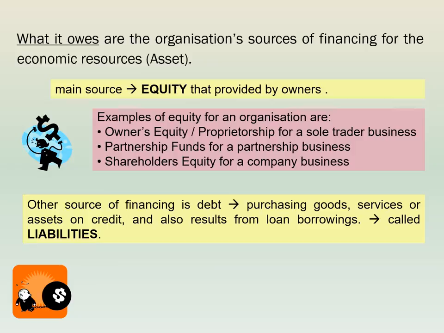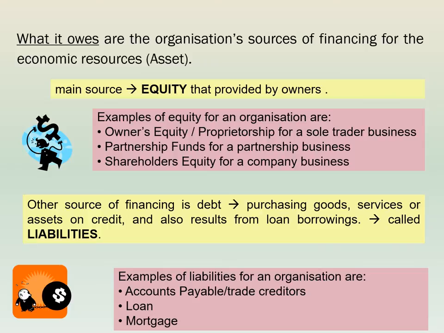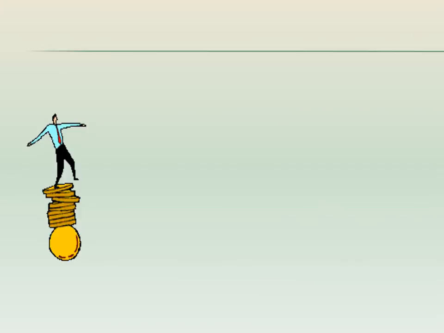This financing from debt we call liabilities. An example of liabilities is accounts payable, which means we owe suppliers. Loans usually go to the bank or financial institutions, and also mortgages. A mortgage is a bit different, but it is still a loan from the bank or financial institutions.